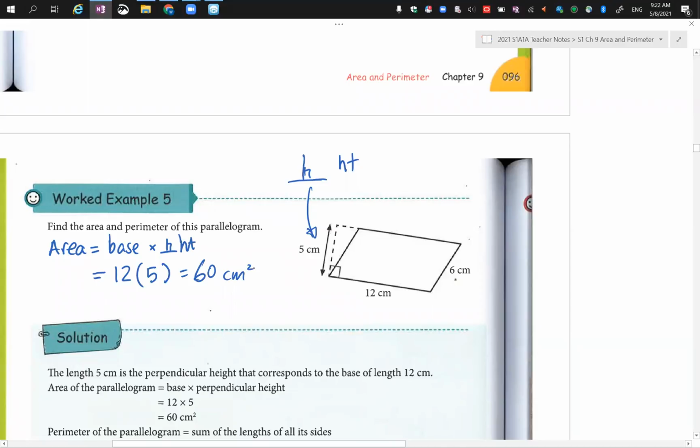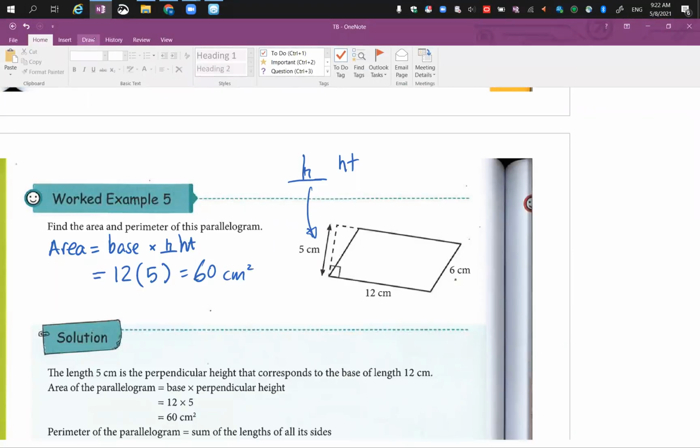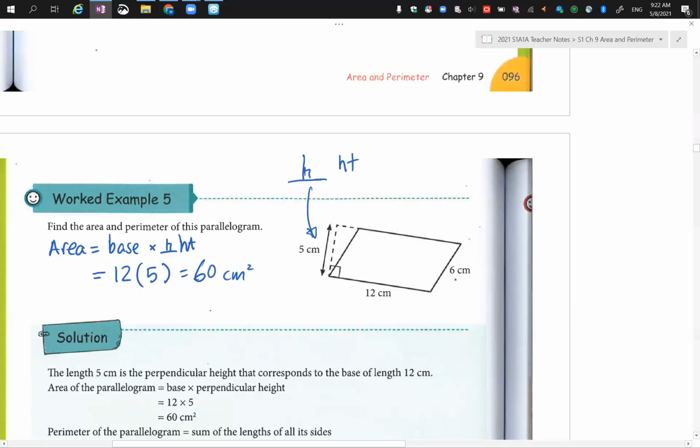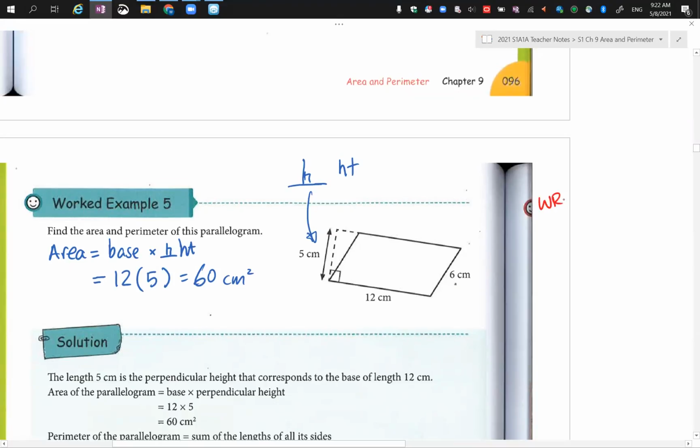Can? Okay, and I'm now going to show you the wrong working. You can copy down the wrong working and just make a note that it is wrong. This is wrong. Okay, I'm going to show you common mistakes that students may make. Area equals to 12 times 6. You get 72 square centimeters. This is wrong. Okay, please copy this down as well.